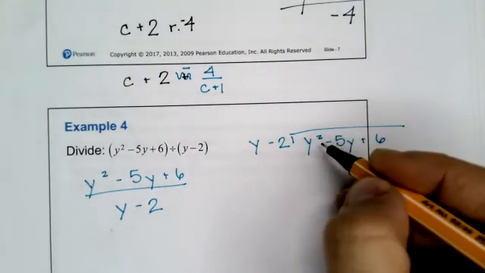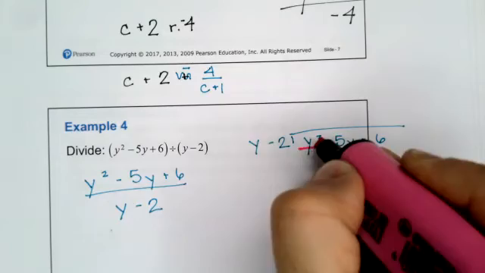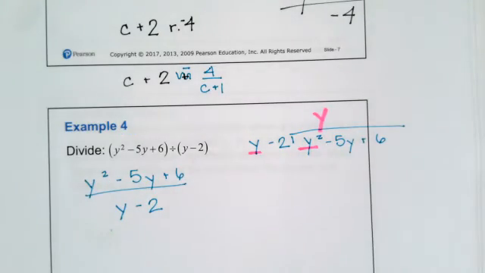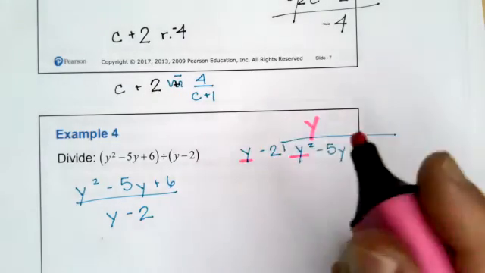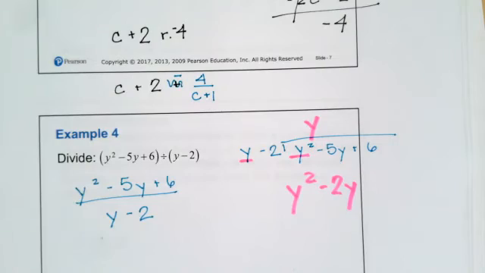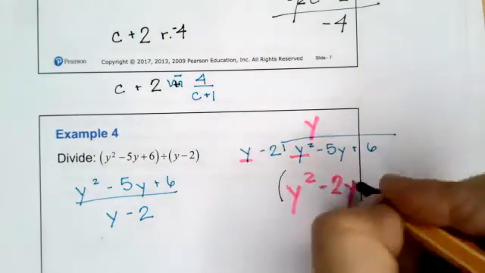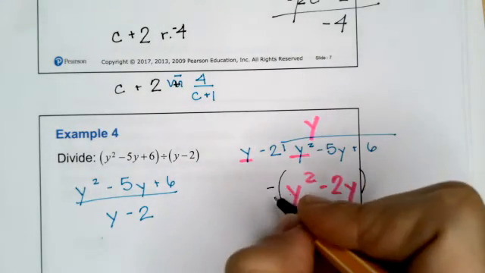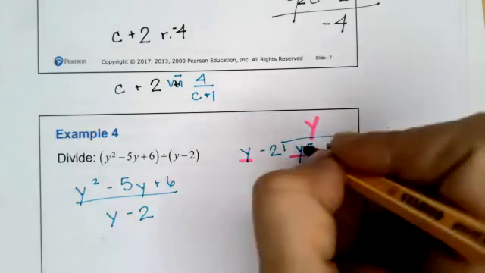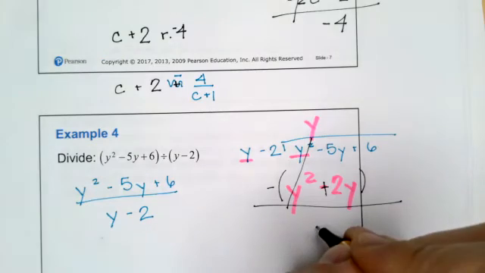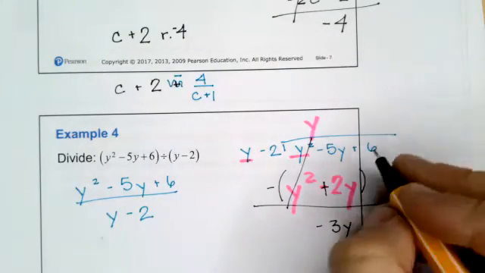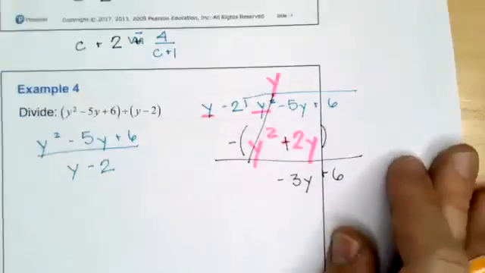All right, so y squared, you're just looking at the y squared and the y. To get y squared from y, you just need to multiply it by y, right? So y times y is that y squared. Y times -2 is a -2y. Good. Make sure you subtract it. So that becomes -y squared plus 2y, right? Those cancel. -5 plus 2 becomes a -3y. That's all you need to do. This has 2 terms, so make sure here you have 2 terms. So you're going to bring down the 6.